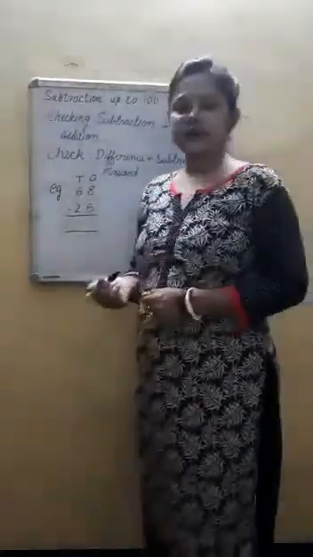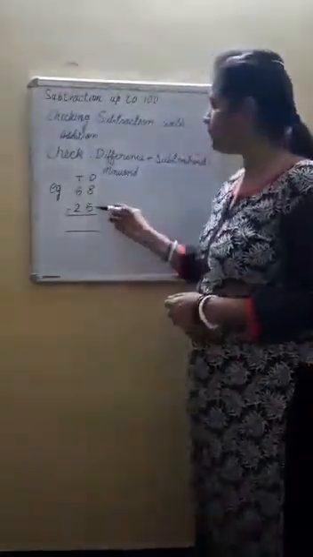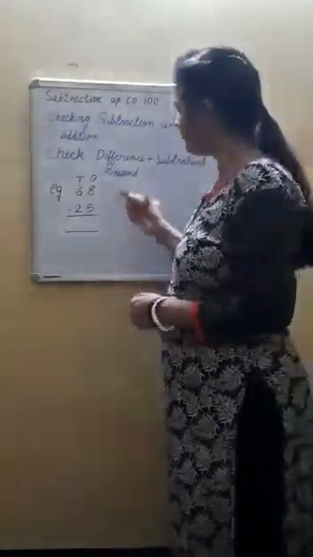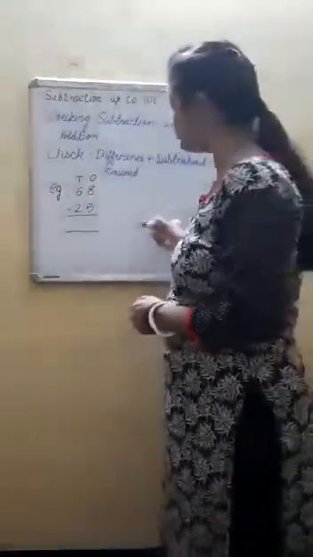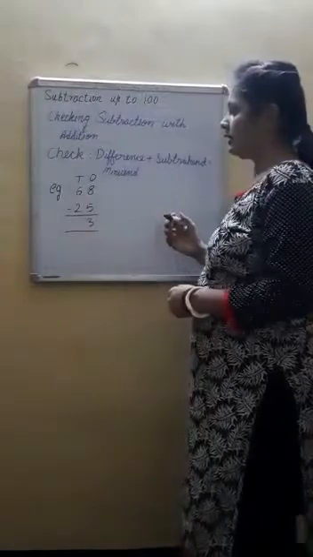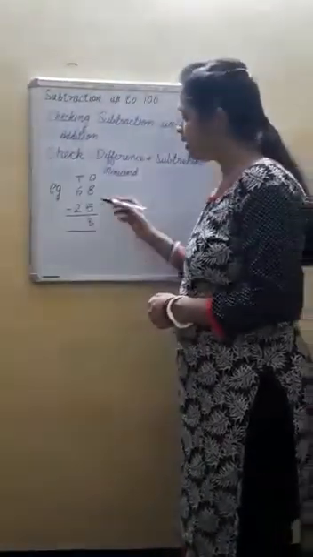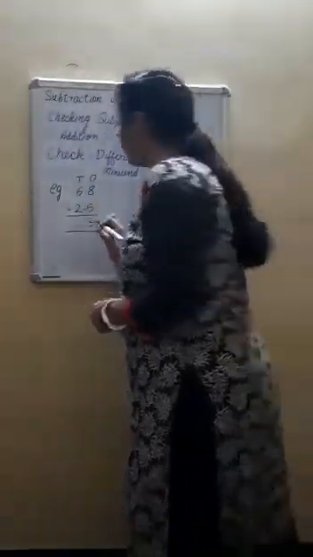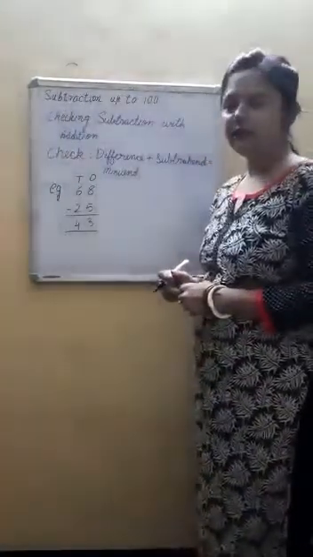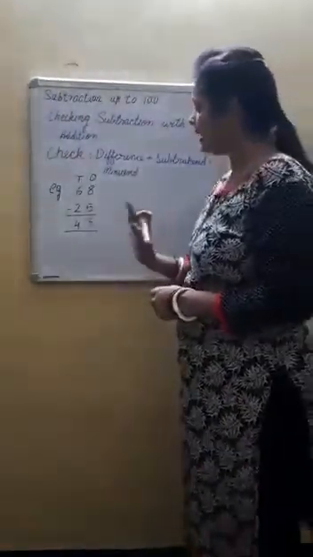Let's check it with an example. Here I have taken one example, subtract 25 from 68. So first let's do the subtraction. 8 minus 5, it's 3. Now when we subtract 2 from 6, we get 4. So 43. So this we had done subtraction.